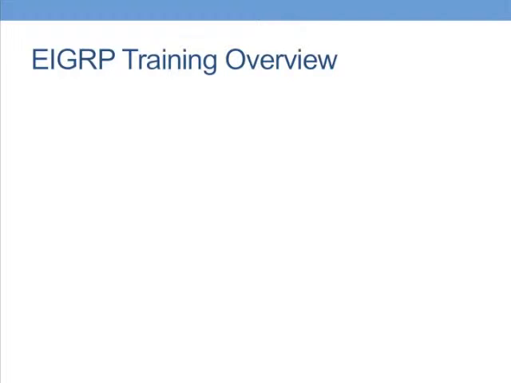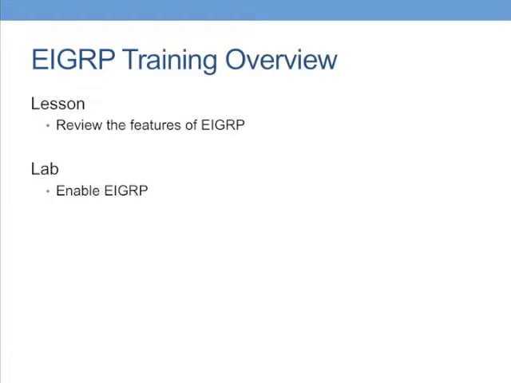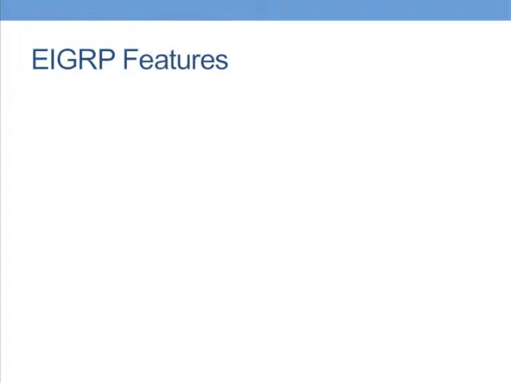First, we're going to do a lesson on EIGRP just to cover some of the basic features of this routing protocol. Next, we'll go into a lab and simply enable EIGRP on a router. I'll show you how to do that. And finally, you'll have a quiz where you can take a test on some of the features and programming you learned today. So let's jump in. EIGRP features.